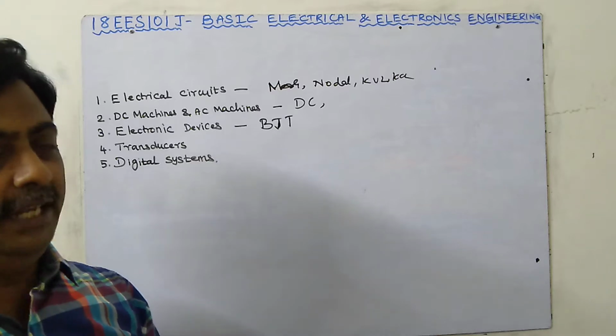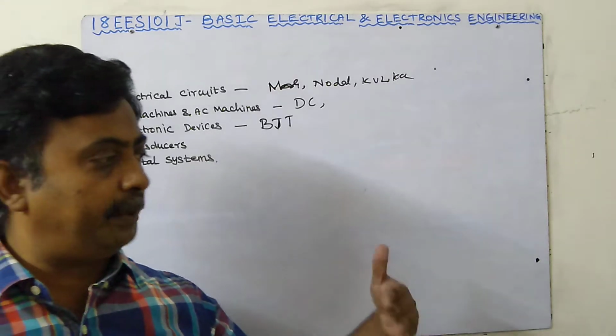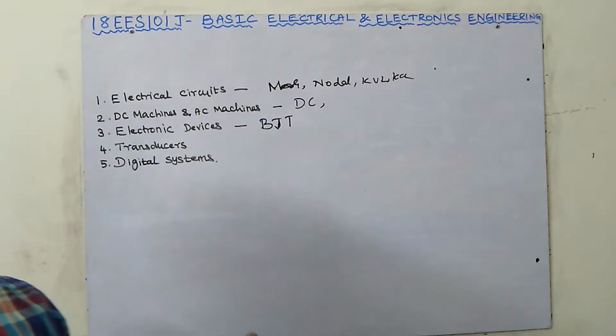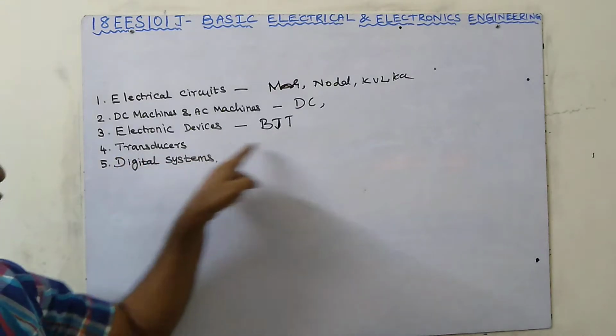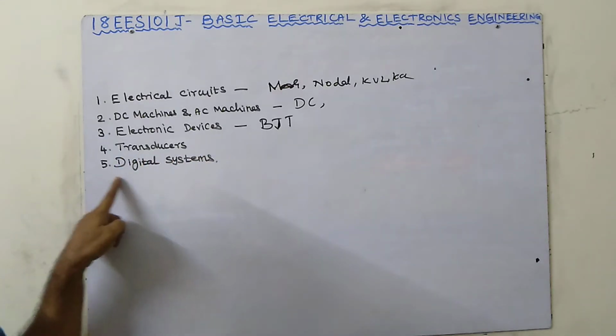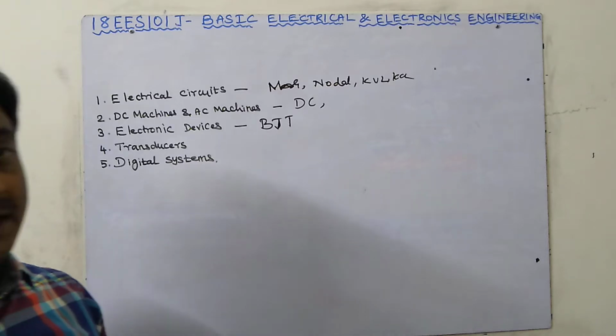That's the thing mainly we are going to discuss, which will convert pressure energy into electrical energy. That is one type of transducer. This type of thing we are going to see in transducers. In the final 5th unit we are going to see about digital systems, that is binary numbers.